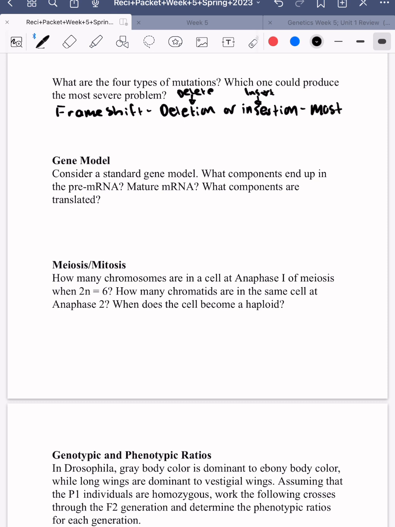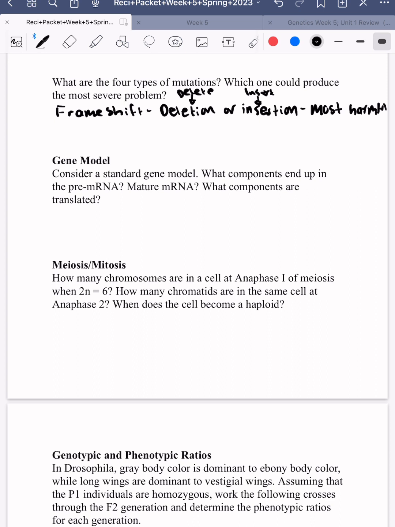The reason that they're most harmful is because they essentially shift the entire DNA sequence. So everything after that mutation would be shifted either one up or one down, which would then shift the entire amino acid sequence, which could produce a non-functional or a different protein.